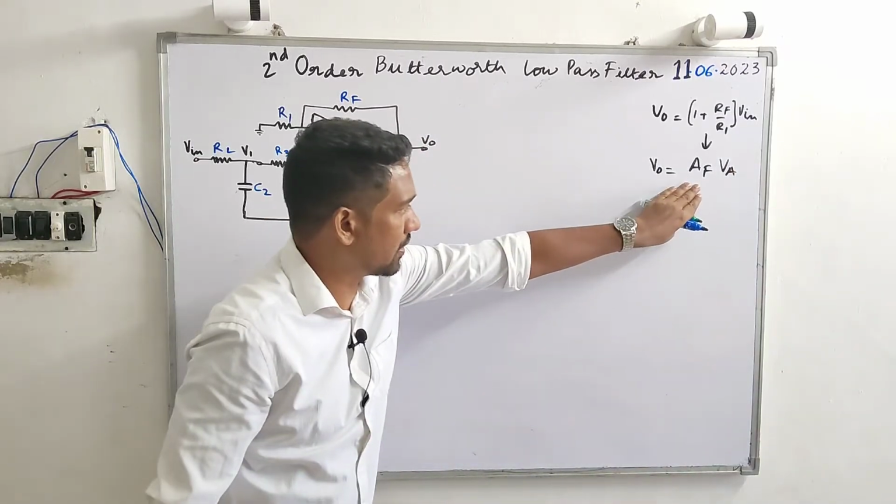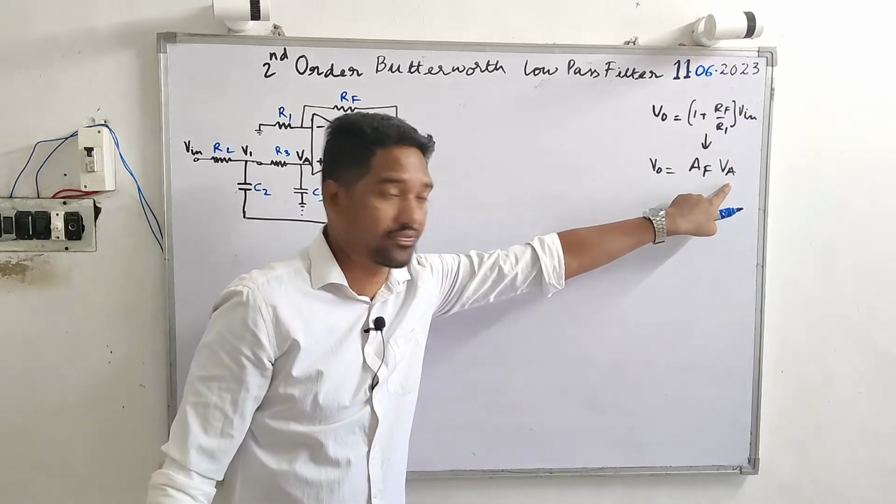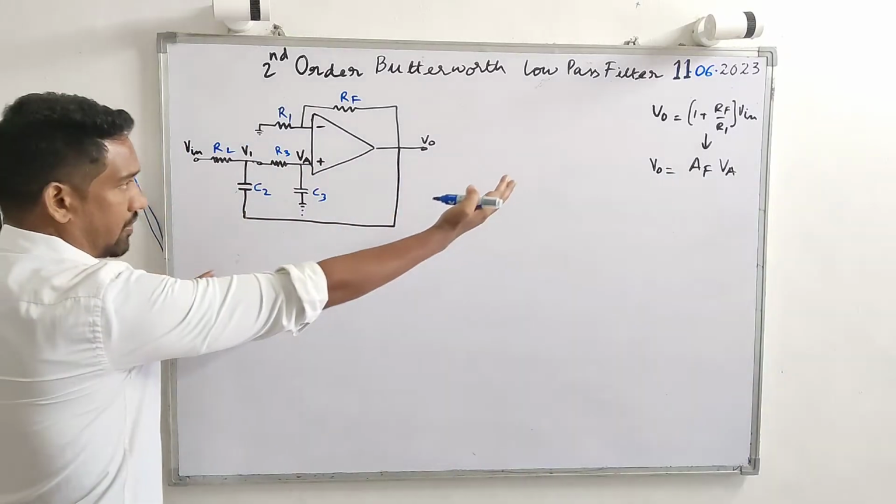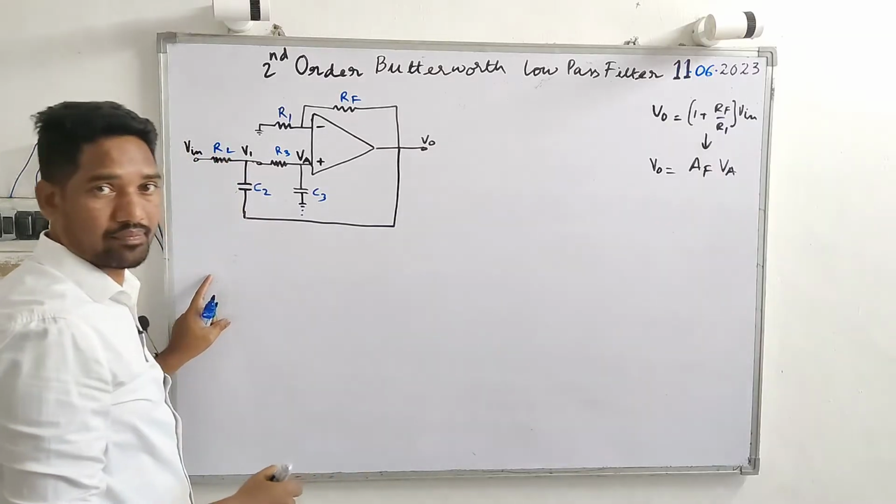We'll have to find out VA. We need to derive the expression for VA and then plug in over there, so that we'll be having V0 and Vin, and then get back to that one.